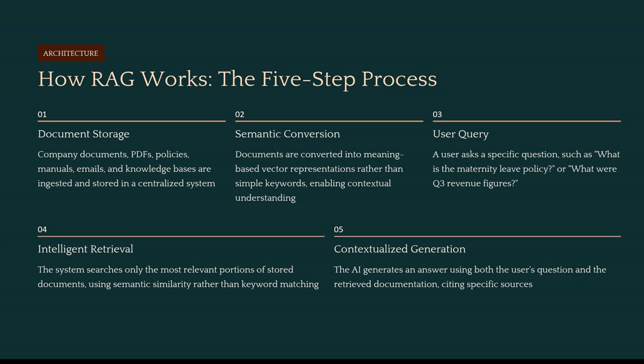So how does RAG actually work? It is a 5-step process. First, you have to store all your company's documents in one folder. Once you store them, you have to do semantic conversion. Basically, you convert them into vectors which represent the contextual understanding. Then a user asks a question, which is again converted into embeddings and matched against the data we stored in the database. And then we get intelligent retrieval.